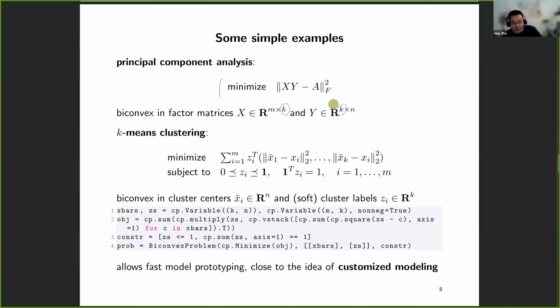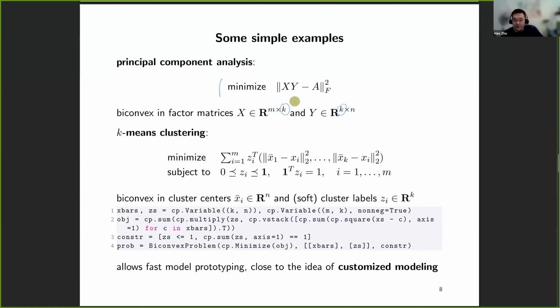With this package, of course, for this form we have a closed-form solution based on singular value decomposition. But if we have constraints, it's not necessarily the case. And with DBCP, we can specify the problem in a way that allows fast prototyping, playing with the components of a problem. So that's the idea. And we have the same for k-means clustering.